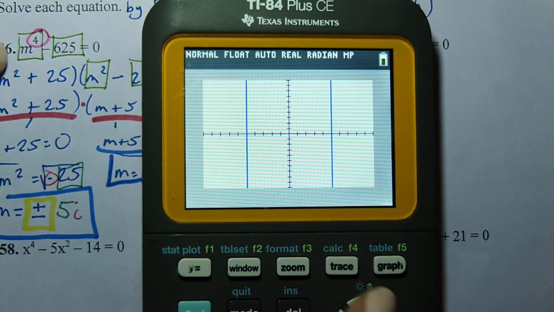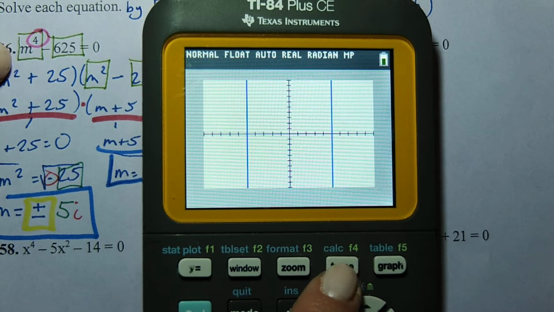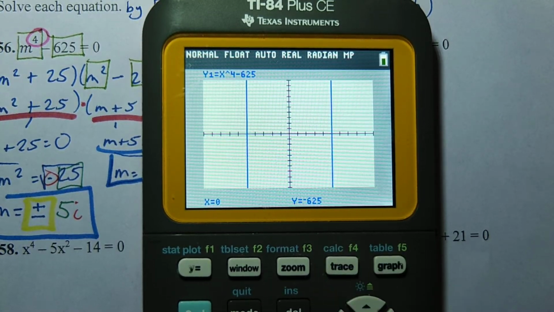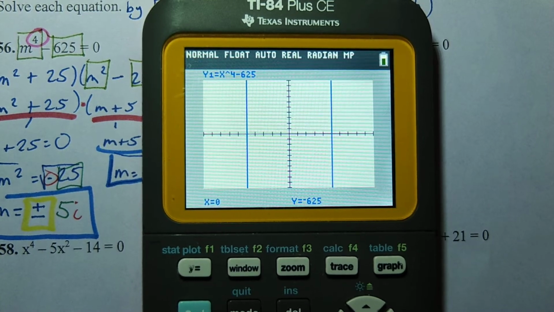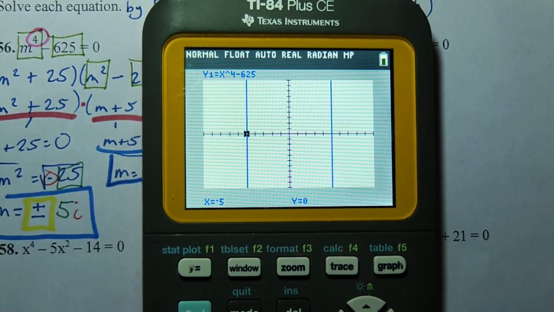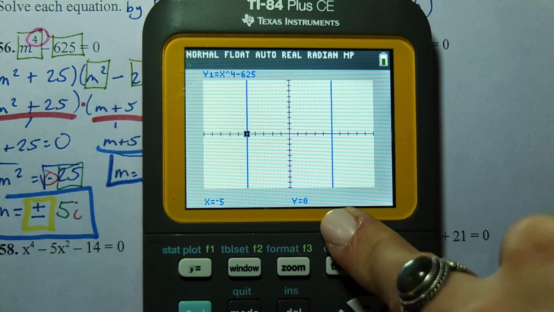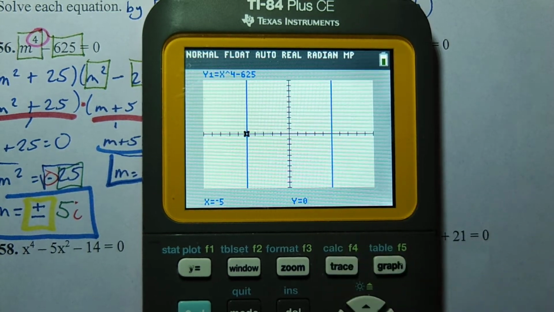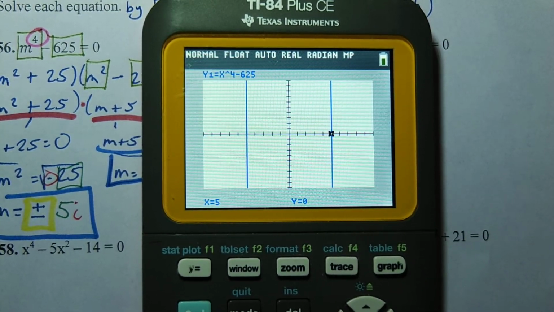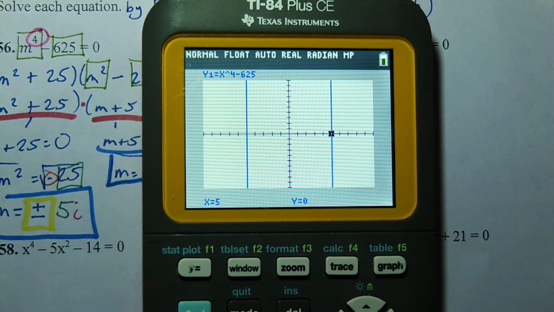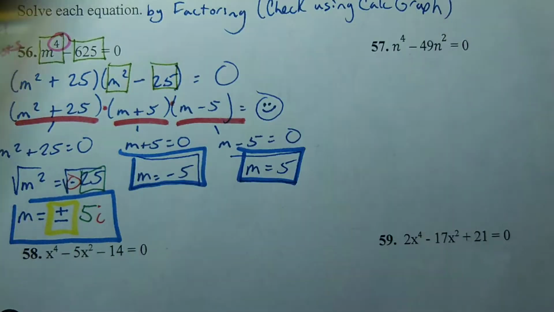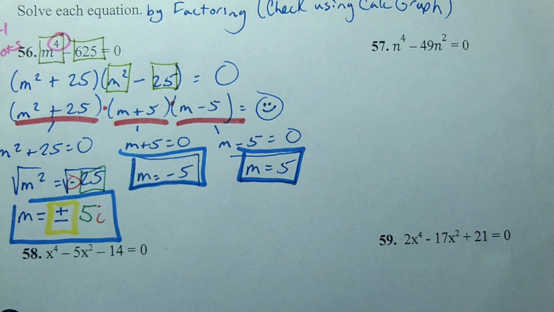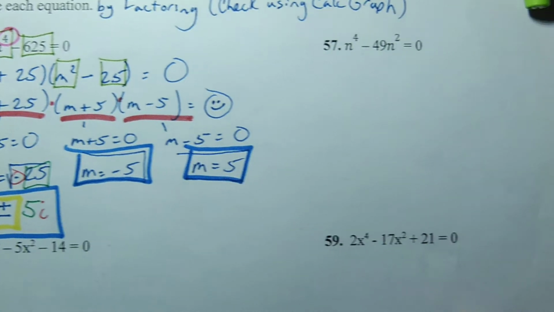We can also use our trace button. So go ahead and hit trace. And trace engages your x equals, y equals. If I just type little -5 and press enter, it tells me the output of that value. And this is how we're going to test p over q values. More on that later. So you can test +5, you can test -5, and that ensures that those really are roots or x-intercepts of our function. So now we're going to move into our next problem, number 57.